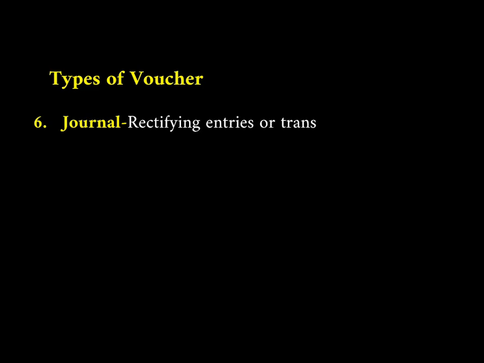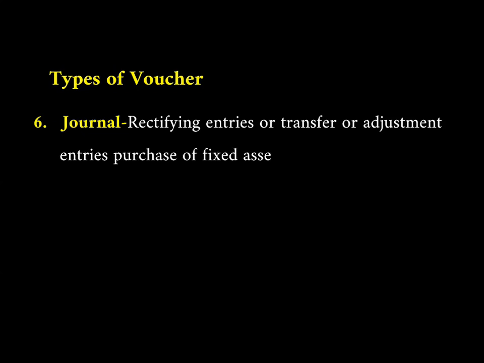Next voucher is the journal voucher. It rectifies the entry or transfers adjustment entries, such as purchase of a fixed asset on credit. Means here there is no movement of cash. Here the cash will not go out or come into the business, but it is an adjustment entry in your account. That time only you are going to make a journal voucher for the adjustment.